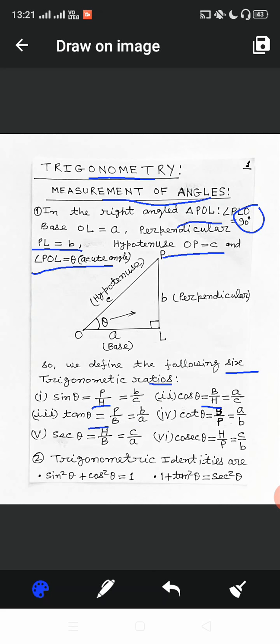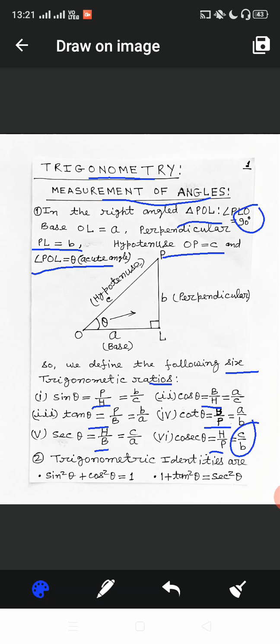Fourth, cot theta is equal to base by perpendicular, this is equal to A by B. Fifth, sec theta is equal to hypotenuse by base, this is equal to C by A. Sixth, cosec theta is equal to hypotenuse by perpendicular, this is equal to C by B.